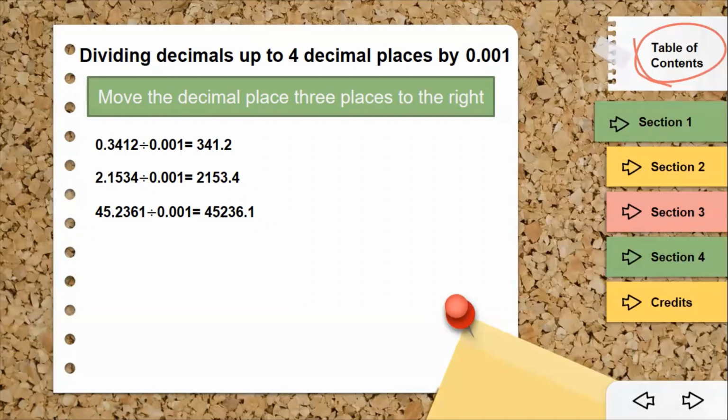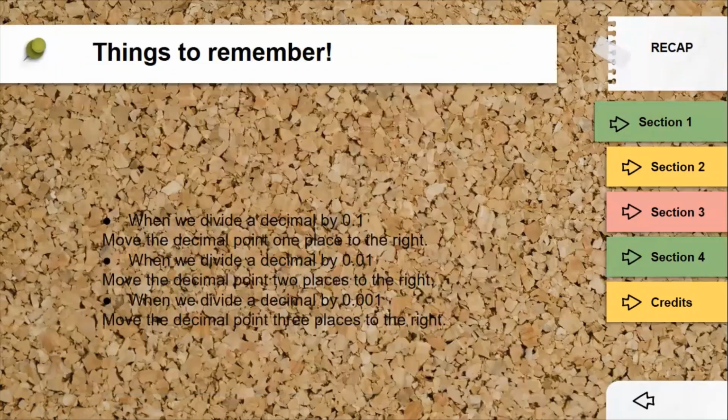Move the decimal point 3 places to the right. And for our final answer, we have 45,236 and 1/10. And for our last example, we have 75 and 2,461 10,000s divided by 1,000. Move the decimal point. And for our final answer, we have 75,246 and 1/10. So that's it.